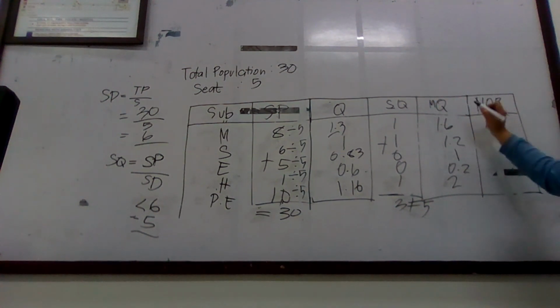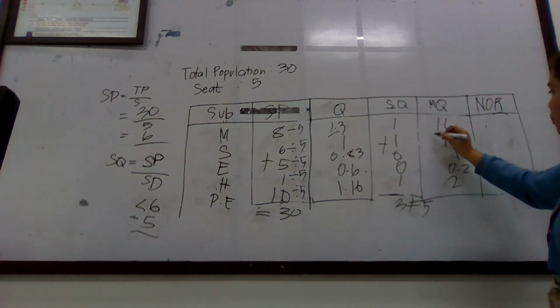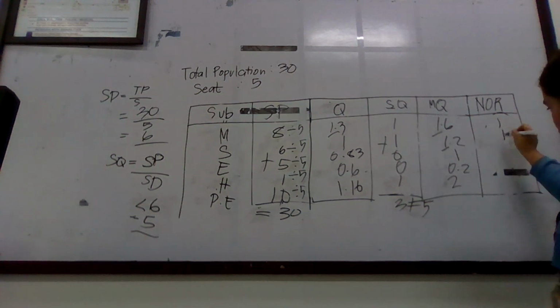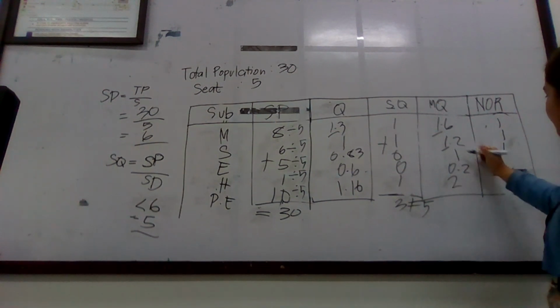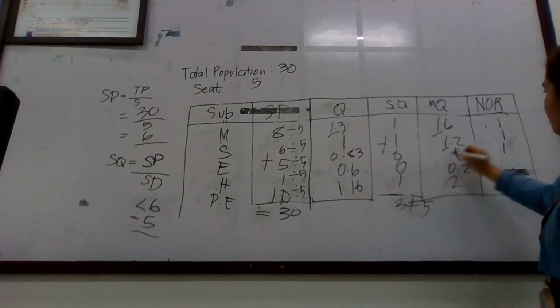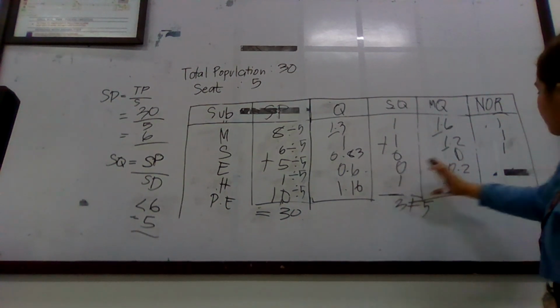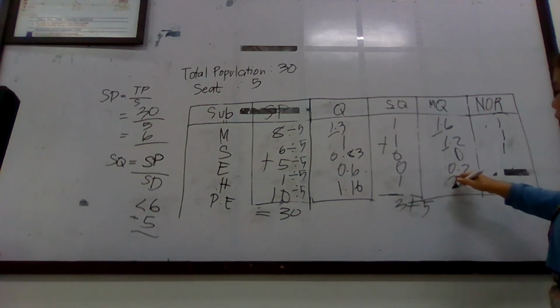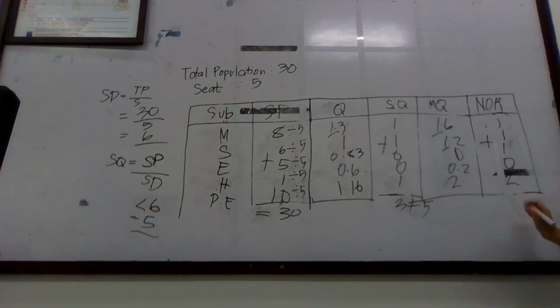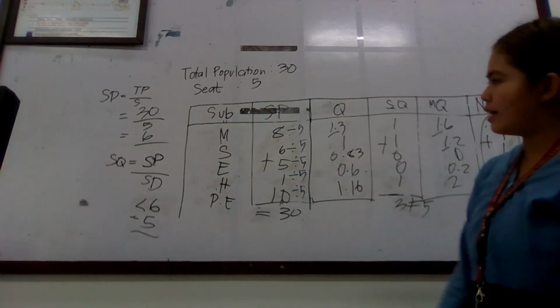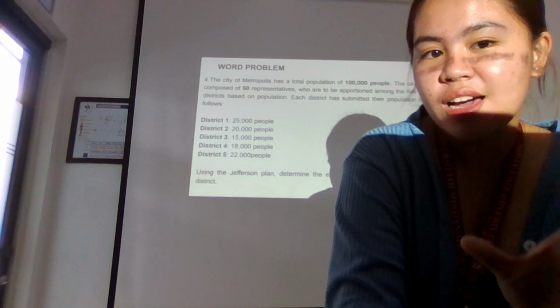So let us get our number of representatives. So we have 1, 1, 1, 0, and 2. So let's sum up together. This will give us 5, which is equal to the seats. So these are the final numbers of committee members needed for each subject.